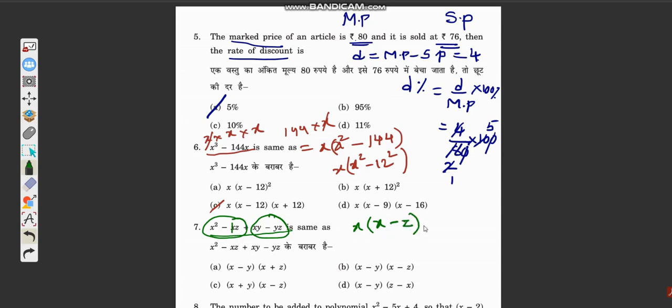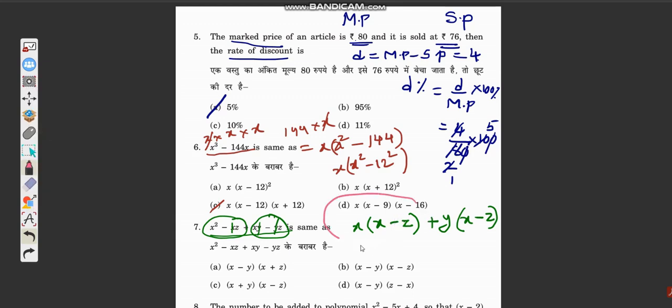Z. Now the other set. Here plus is there, so I have written plus. In these two terms what is in common? Y. So y. Here if we take out y, what is left over? X. Minus, and this y also taken out. What is left over? Z. So here x minus z is common in the two terms.